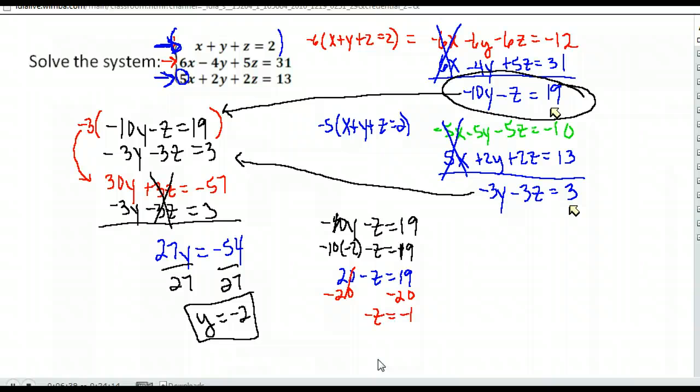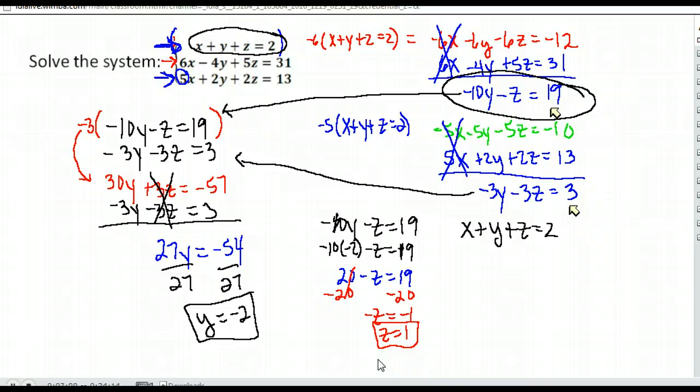Negative z is negative 1, or z equals 1. All right, we've solved for two of the variables. Now we go back to the very beginning, get one of these equations that has all three in it, and solve for x. So I'm going to pick this top one. I'm going to write it down here. X plus y plus z is equal to 2.